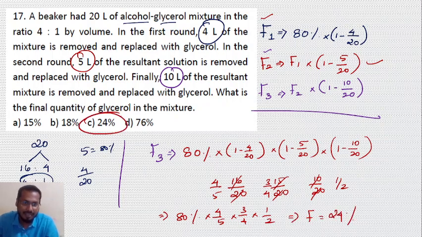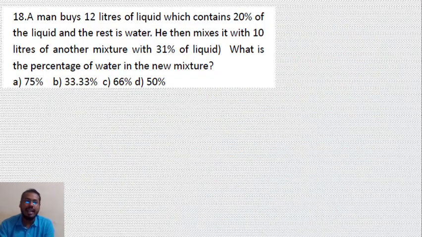That's it. Okay, so just write the 3 iterations here, then you can write like this. This is how to solve this big question. Okay, right. 18th question.